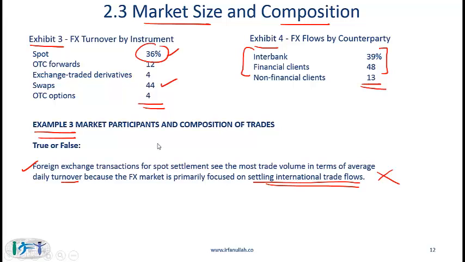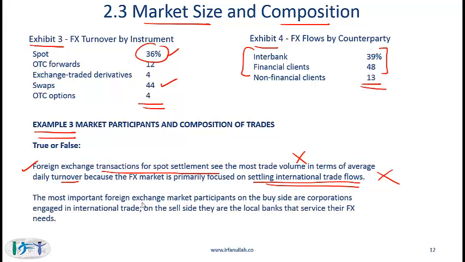Also, as you see over here, the spot market is only 36%. So this statement about spot settlements seeing the most trade volume is also incorrect. The most important foreign exchange market participants on the buy side are corporations engaged in international trade. Again, if you notice over here, this is a relatively small number, so this is incorrect. On the sell side, they are the local banks that service the FX needs. That is also incorrect because on the sell side, we have the 3 or 4 banks that I mentioned, which are the biggest players.